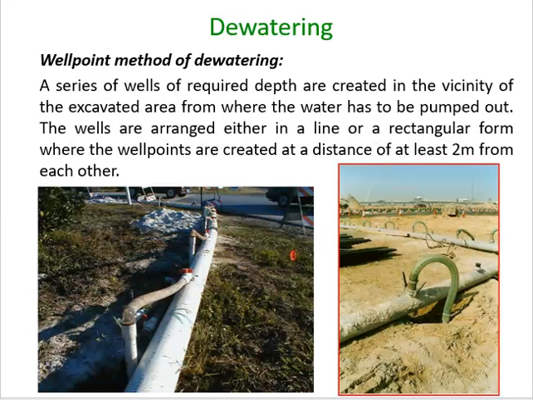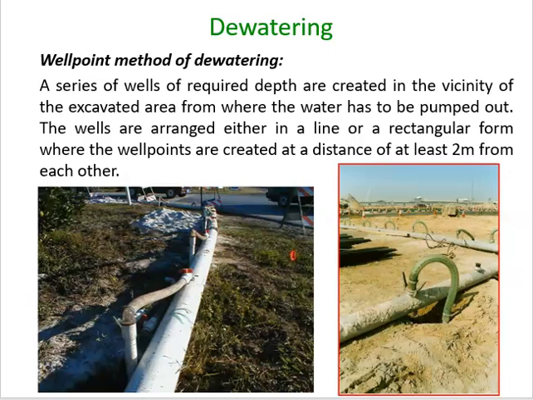So first one is well point method of dewatering. A series of wells are drilled to the desired depth with the planned spacing. The minimum spacing should be 2 meter. The riser pipes are placed into the wells, and their top ends are connected to a flexible swing pipe. This flexible pipe is connected to a header pipe which will discharge the water to the nearby drainage system.